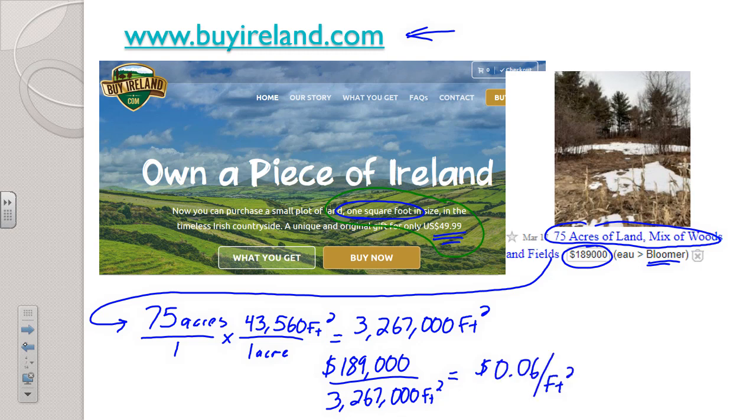That's a pretty remarkable difference. 6 cents per square foot for this land near Bloomer, or $50 per square foot for this land in Ireland. So no surprise, this website is out to make some money. Whoever the owner of this land is, they didn't pay anywhere near that much. They paid a fairly small amount, maybe not as cheap as the land in Bloomer, but definitely a money-making proposition for the Buy Ireland website.